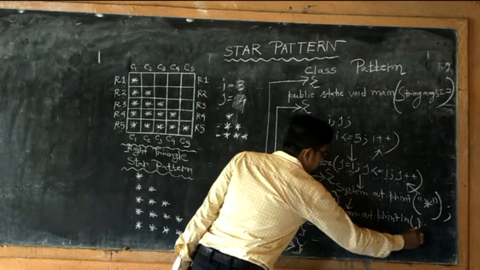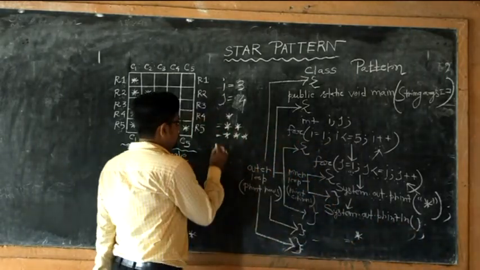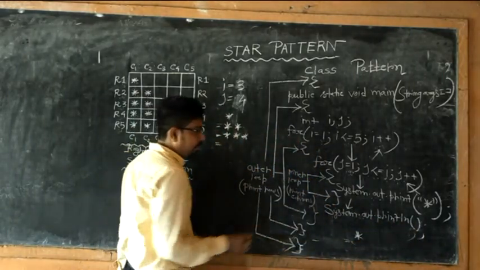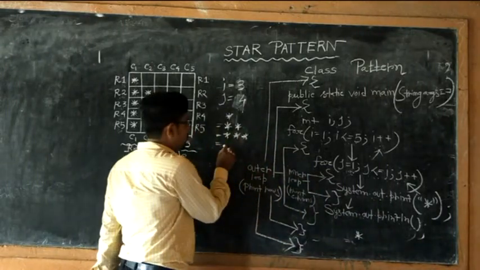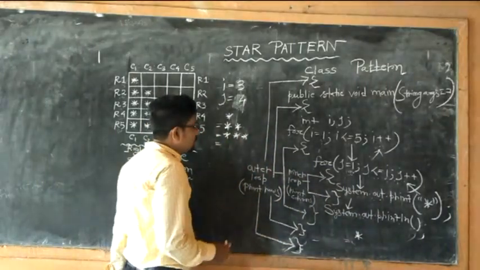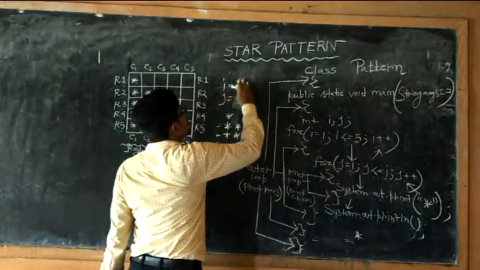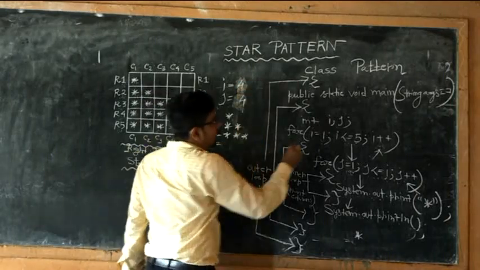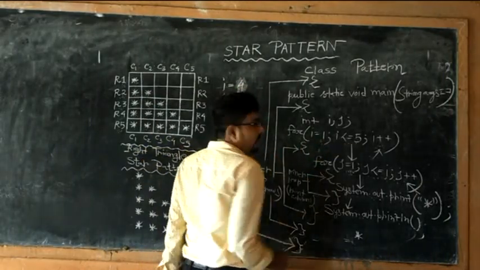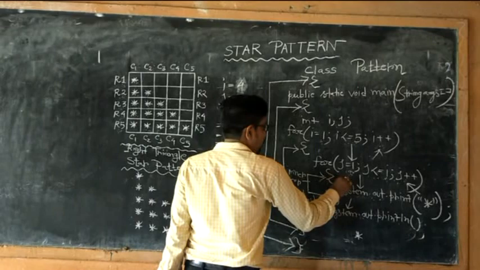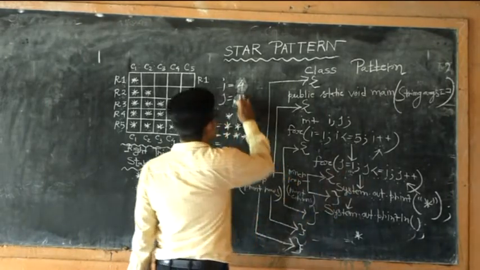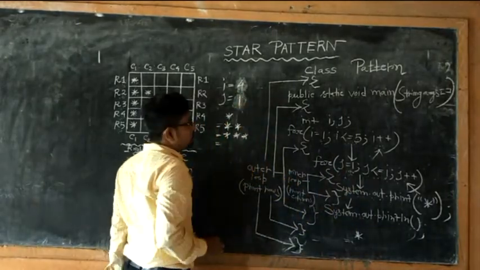System.out.println. Then your cursor comes to the next line. println means new line. Your cursor comes to the next line and blinks over here. Now it is i plus plus. Now i value is 4. 4 less than or equal to 5, your condition true, it will come to the inner loop section. j again starts from 1.